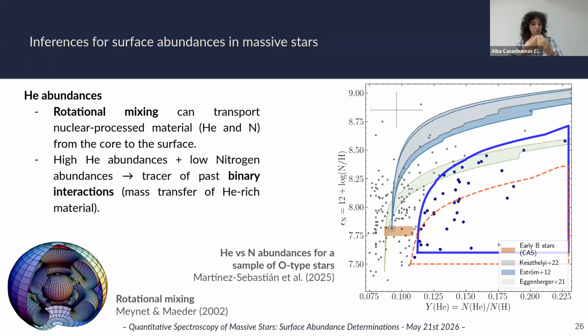However, when looking at helium and nitrogen abundances, we found that they can also be a tracer of binary interactions. In this case, I'm including an example from this paper from Martinez-Sebastian, in which they found that stars with low nitrogen abundances and high helium abundances are not compatible with these rotational mixing processes and are instead tracers of binary interaction, through the mass transfer of helium-rich material from one star onto another.